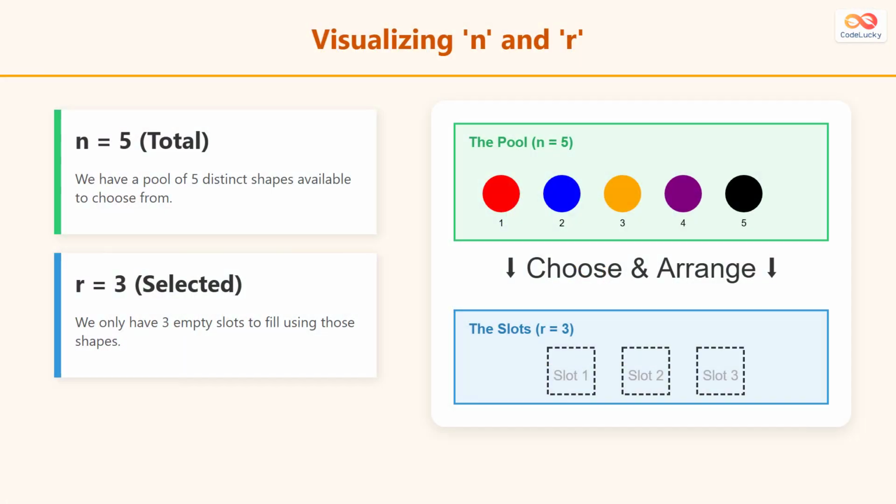In this formula, n represents the total number of objects available in your pool to choose from. r represents the number of objects you actually want to select and arrange. For instance, if you have 5 colored balls but only 3 empty slots to fill, n is 5 and r is 3.